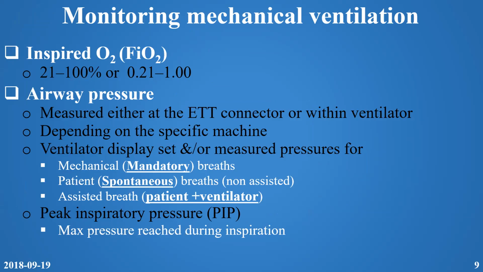Atmospheric pressure is 760 millimeter mercury. Is that clear? For the machine, the 760 is zero. Anything provided by the machine above this zero is called airway pressure. Airway pressure has three types: PIP, PEEP, and MAP.